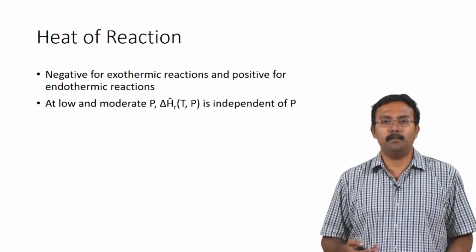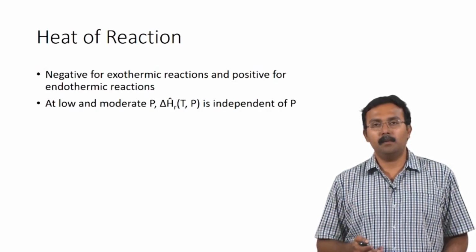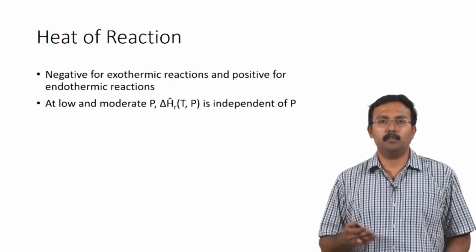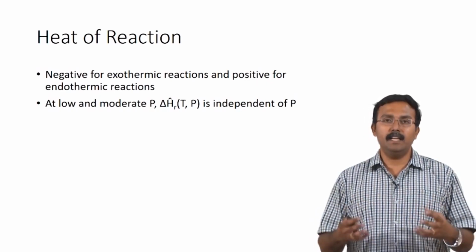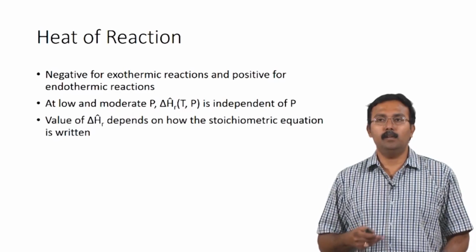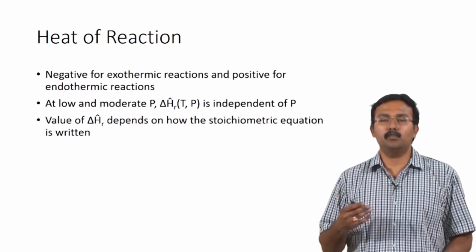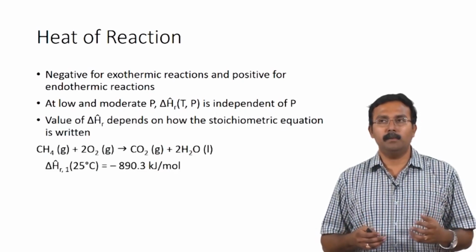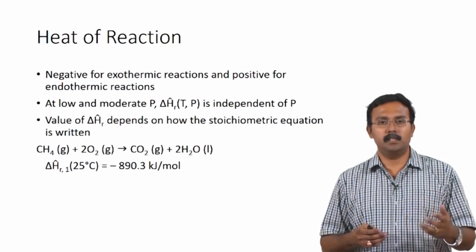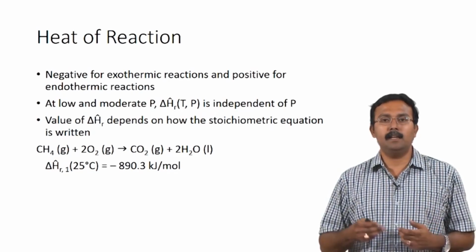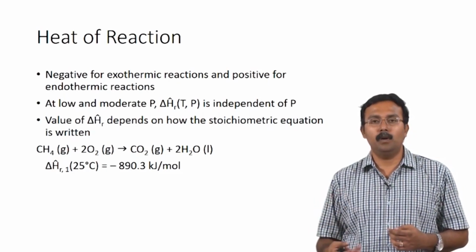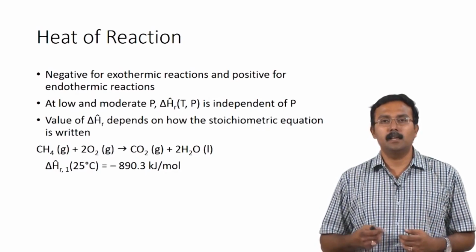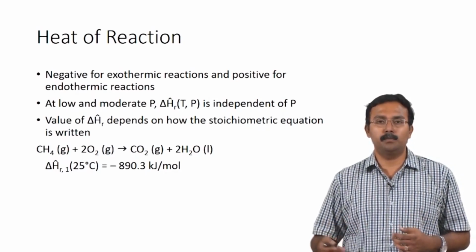At low and moderate pressures, the enthalpy of reaction is independent of pressure. So, in many cases you do not have to worry about the effect of pressure unless the reaction happens at very high pressures. The value of delta H_R also depends on how the stoichiometric equation is written. If you have 1 mole of methane reacting with 2 moles of oxygen forming 1 mole of carbon dioxide and 2 moles of liquid water, the heat of reaction is given as minus 890.3 kilojoules per mole.